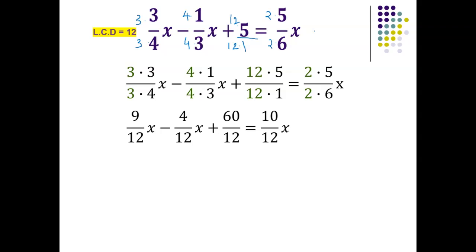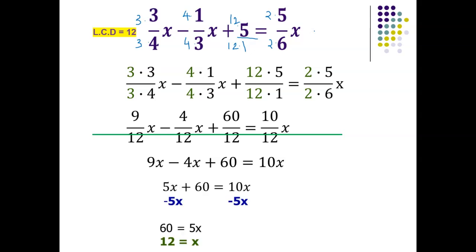So once the denominator is the same, you can just eliminate the denominator and now just write what you see on the top, which is 9x minus 4x plus 60 equals 10x. Now this is an easier equation to solve. 9x minus 4x becomes 5x plus 60 equals 10x. We'll subtract 5x on both sides. The 5x will get eliminated on the left side right there. So we end up having 60 equals 5x. And then in the end, when you divide both sides by 5, you will get x equals 12.